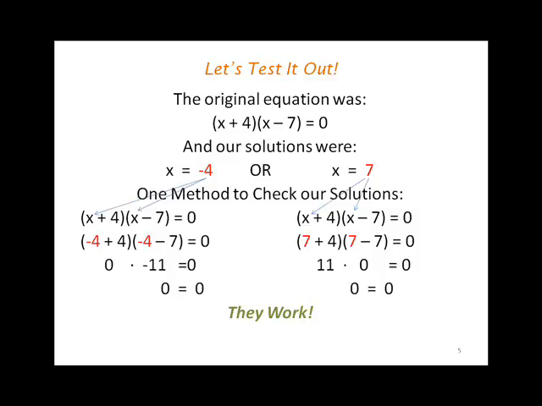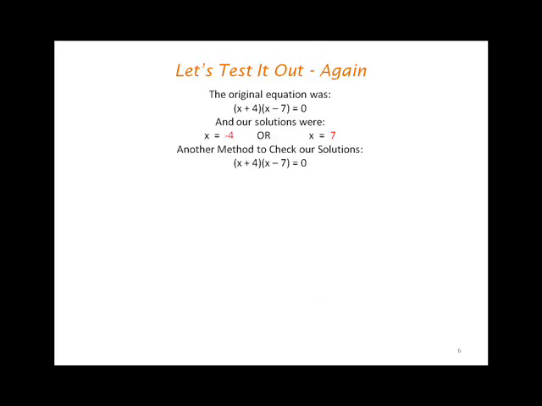Now, one other way to test it out would be if our original equation weren't factored. Let's pretend that instead of it being x plus 4 times x minus 7 equals 0, that we multiplied it out.